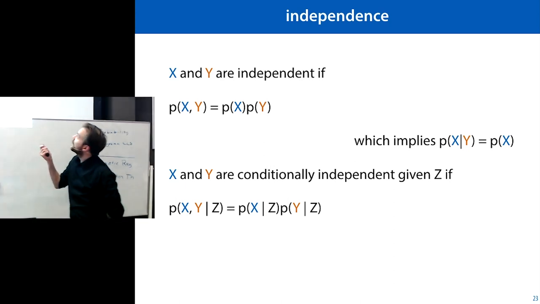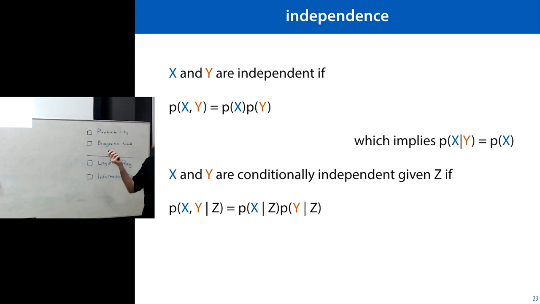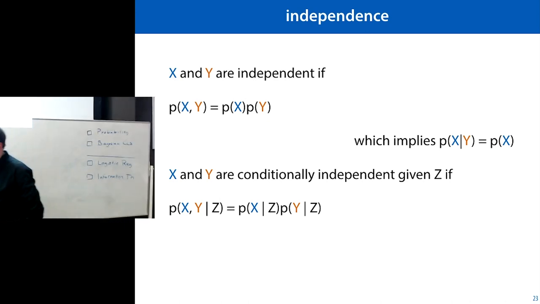Which implies, of course, that the conditional probability of X given Y is the same as the marginal probability of X, because knowing Y doesn't tell us anything about X. Then there's something else called conditional independence, which is a case where we don't know that X and Y are independent. Usually they're not. There is some factor connecting them, so knowing the value of one tells you something about the value of the other. But that's only through a third variable, in this case, Z. So if we know Z, then we can factorize the conditional joint probability on X and Y. So if we know Z, then knowing X in addition to that doesn't tell us anything about Y.